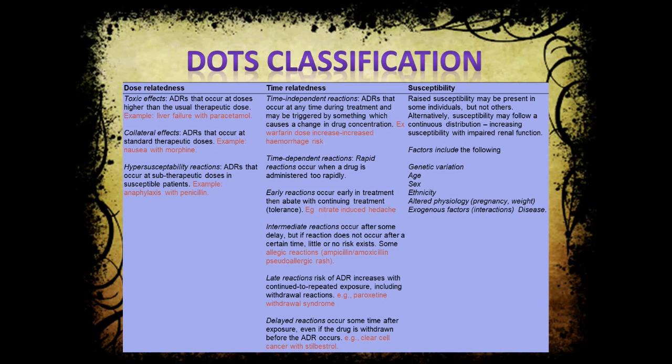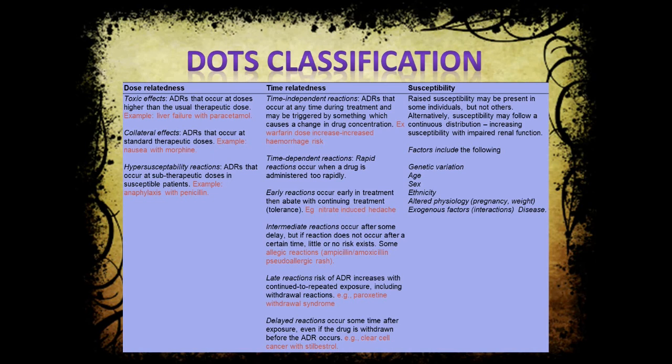Intermediate reactions occur after some delay, but if the reaction does not occur after a certain time, then it will not occur, or it may occur but at a very little intensity. The examples are some of the allergic reactions, like ampicillin or amoxicillin dependent pseudoallergic rash.